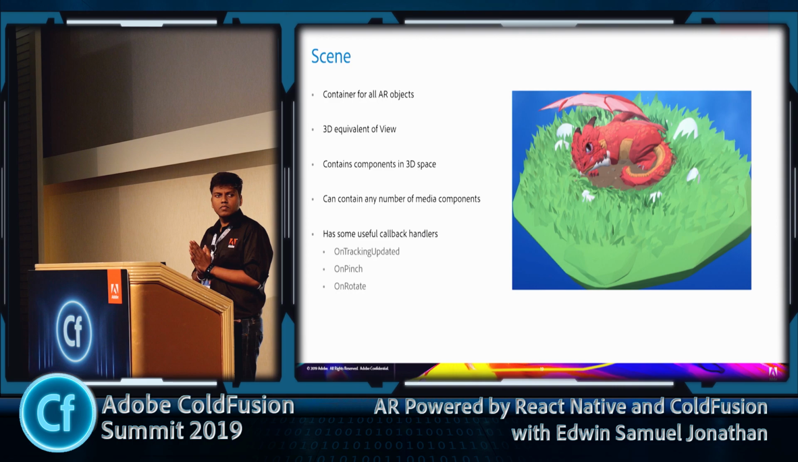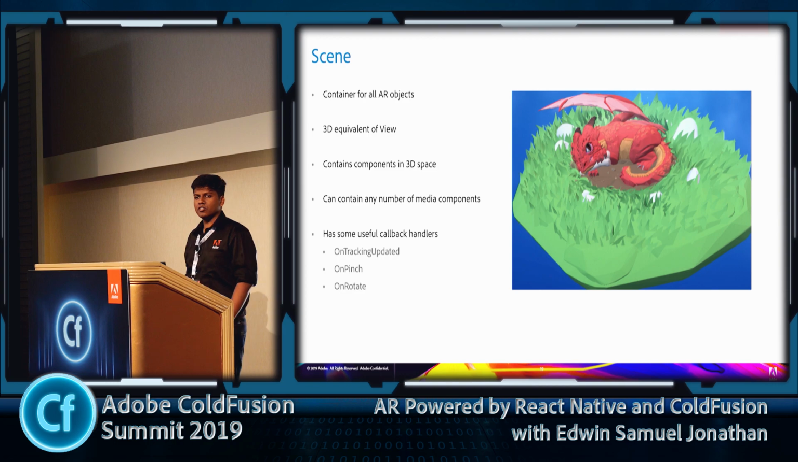Scenes can contain any number of augmented reality objects, but you would ideally want to minimize the number of components in your scenes, because the more components you have within each scene, the more memory intensive your application tends to become. Also, in React Native, we are going to be using a library known as ViroReact, and it supports some operations on these scenes. You can see them mentioned below: on tracking, on pinch, on rotate. Here are a list of other ones: on hover, on flick, etc. The most important one is on tracking updated.